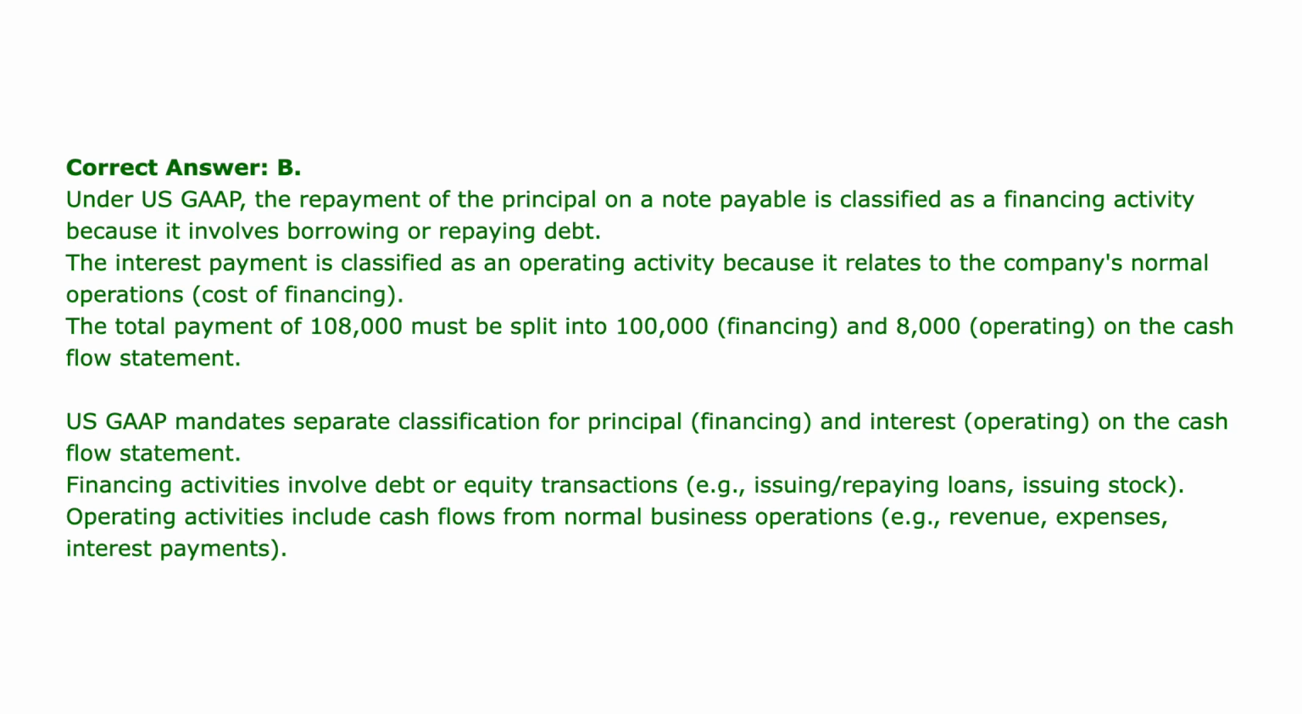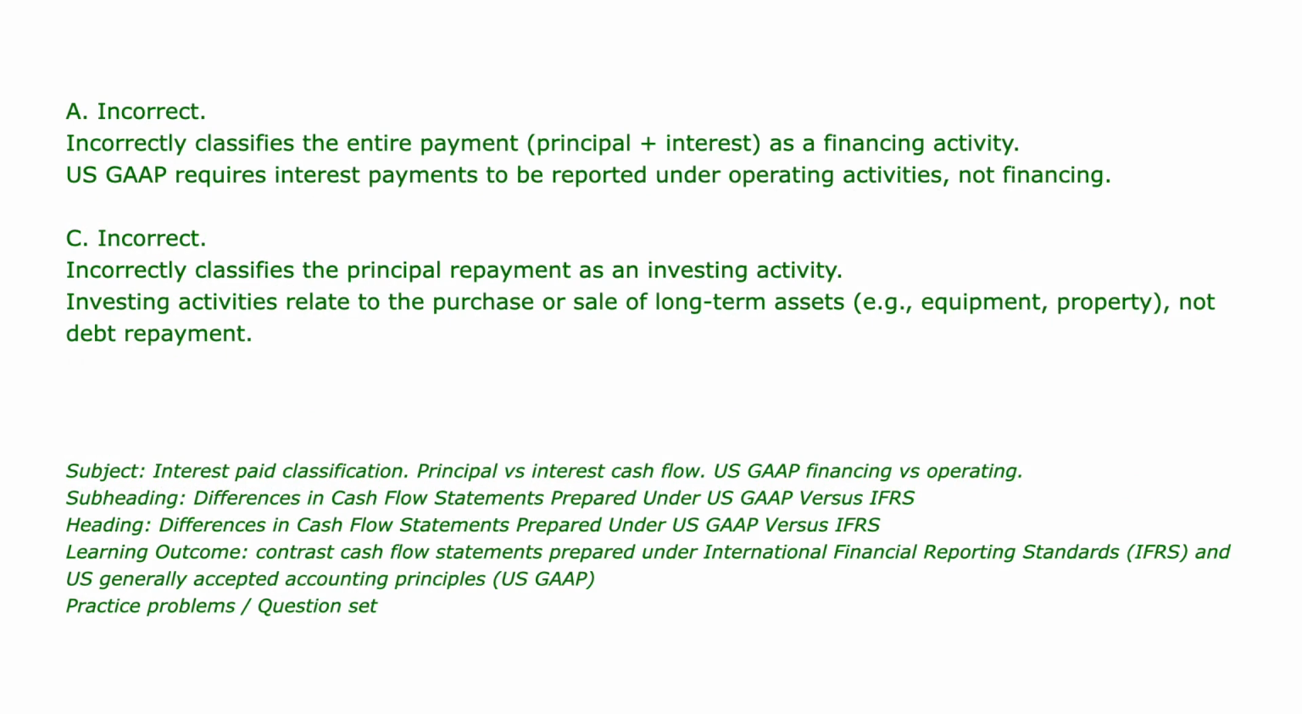US GAAP requires separate classification of principal and interest payments on the cash flow statement. Principal repayments are financing activities, while interest payments are operating activities. A. Incorrect. Interest payments should be reported under operating activities, not financing, according to US GAAP. C. Incorrect. Principal repayment misclassified as investing activity.